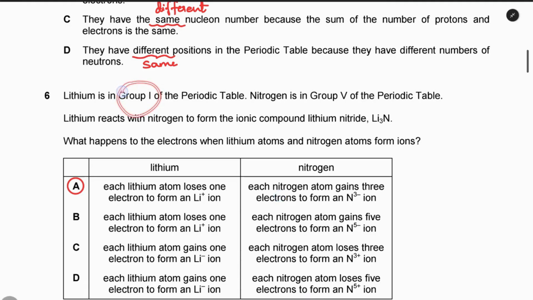Lithium is in group 1 of the periodic table. Nitrogen is in group 5 of the periodic table. So group 1 means it's going to be Li+ because it always loses 1 electron, while for nitride it's going to be N3-, it's going to gain electrons. So each lithium atom loses 1 electron, which is correct. Each nitrogen atom gains 3 electrons to form a nitride ion.